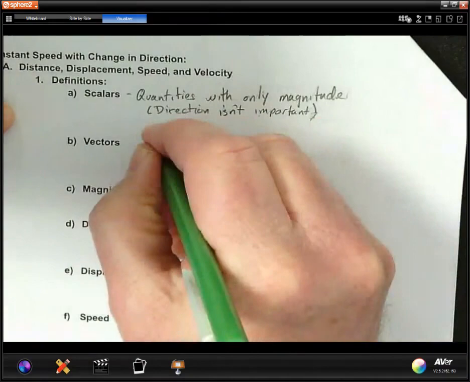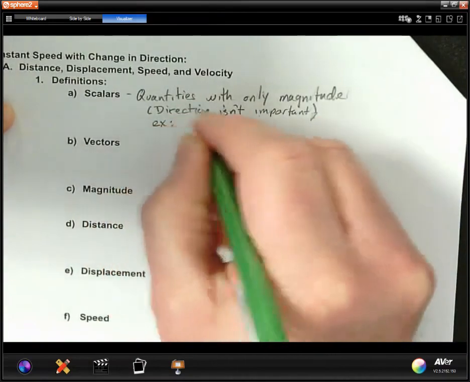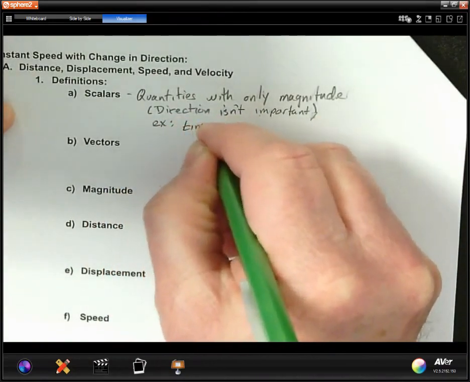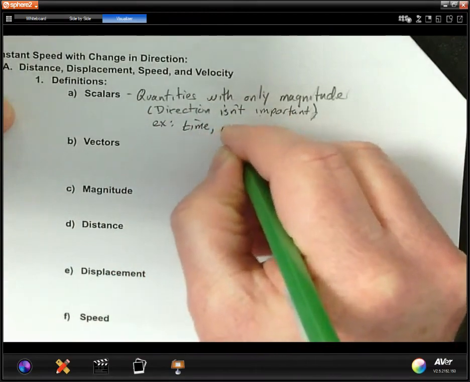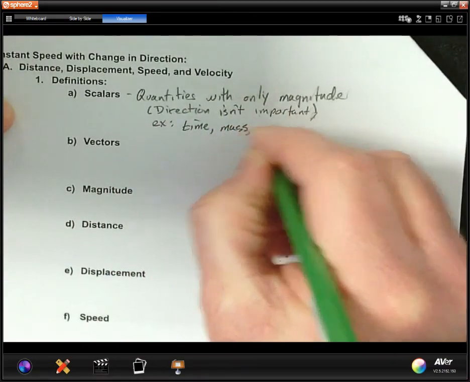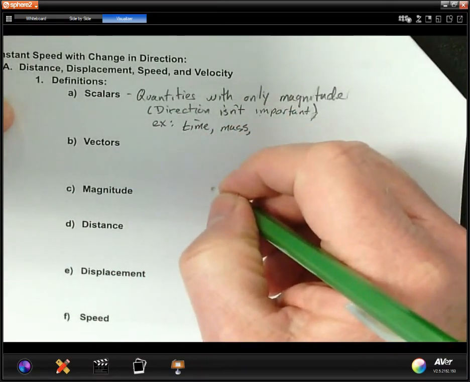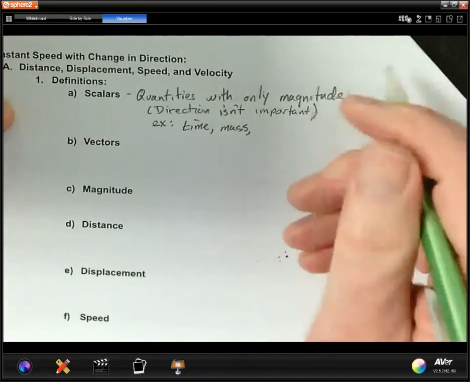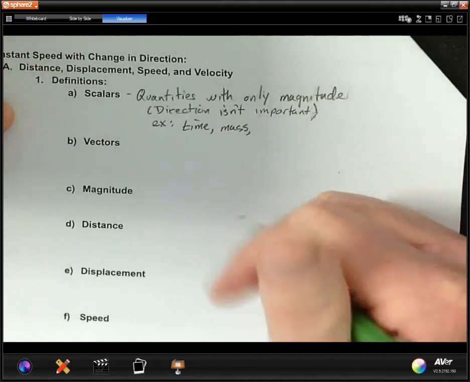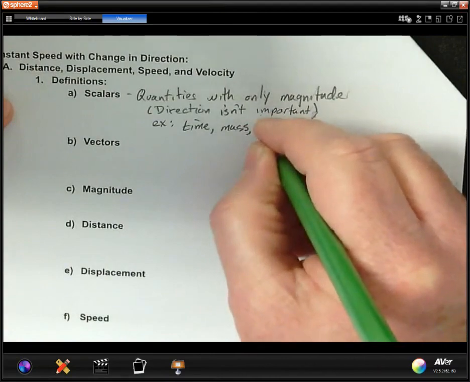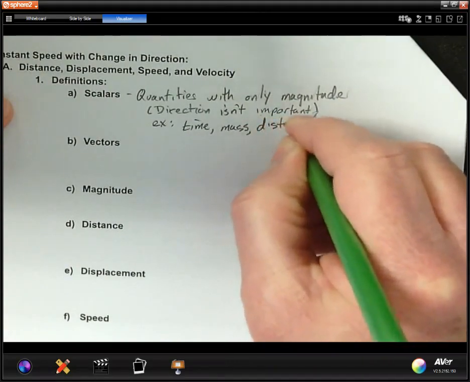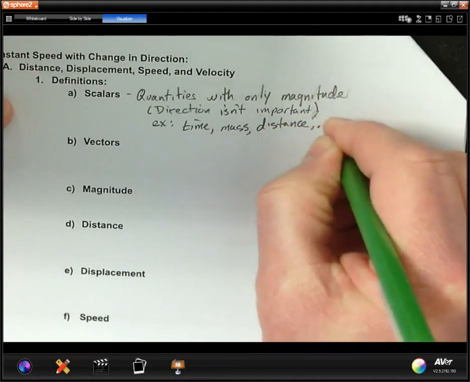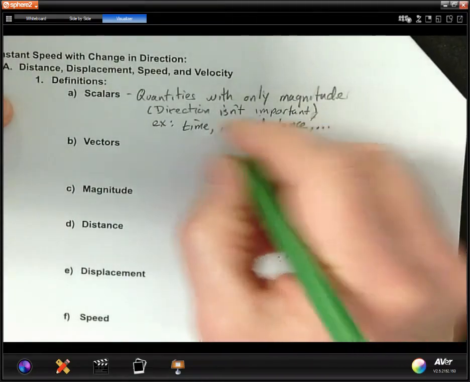Examples of that are going to be time or mass. Like the mass of something might be 2 kilograms. You don't say 2 kilograms north. That doesn't make sense. It doesn't have a direction to it. And distance, and so on.